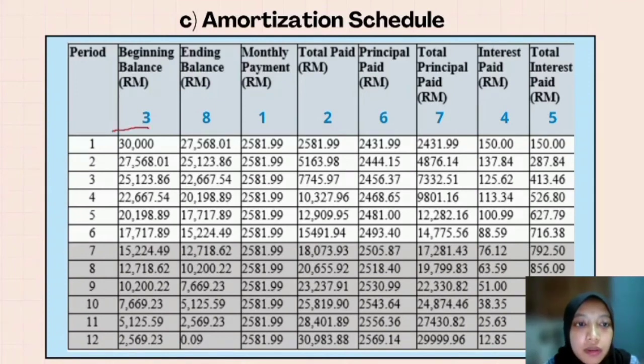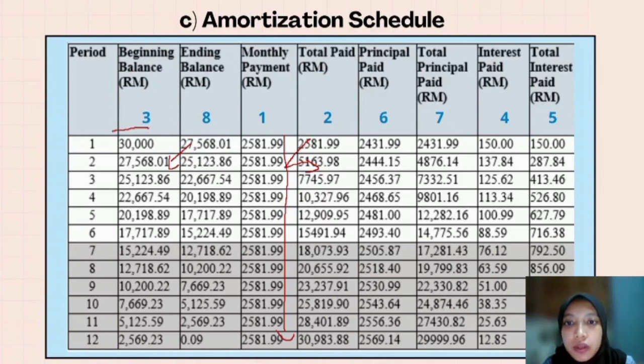Next, the amortization schedule. As you can see, I put a small number in blue color under this section. First, monthly payment. Monthly payment can be obtained through question 4A and the amount is the same for 12 months. Next, total pay. Total pay is 1 plus 2. We can add across like this. And the beginning balance can be obtained from the ending balance of the period before. While interest paid, we can use the I equals PRT formula.